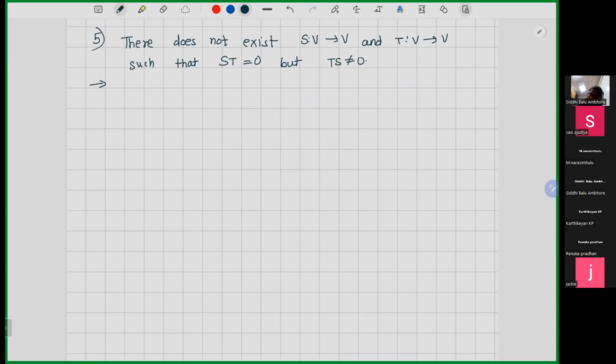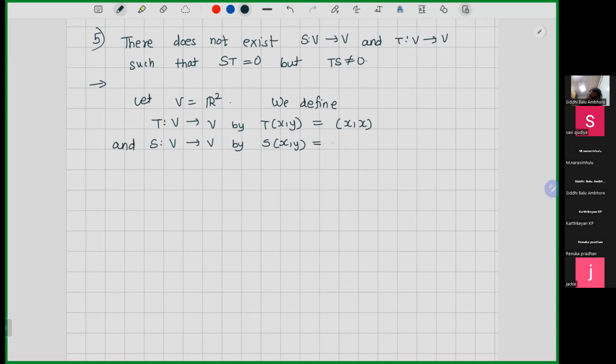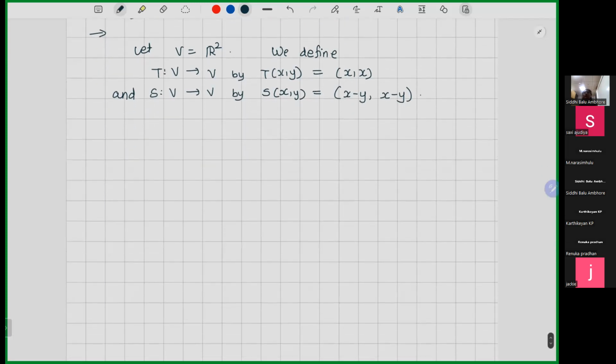Okay, so my guess is this statement is false. We can show it. Let V be R2, and T from V to V, we define T of (x, y) to be (x, x). And S from V to V, we define S of (x, y) to be (x minus y, x minus y). These are linear transformations; if there is any doubt, you can check that these are linear transformations. And now if I take ST of (x, y), what will it be?